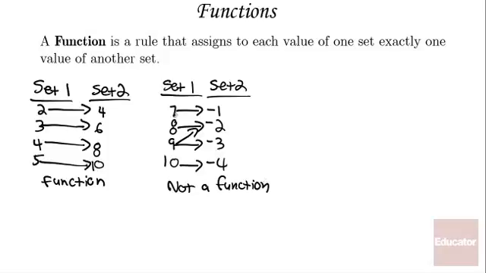If a member of the first set is assigned to more than one value from the second set, because 9 is assigned to -3, and it's also being assigned to -2, that is not a function.